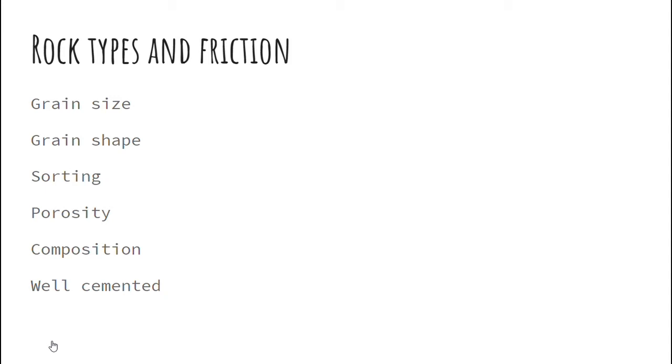Sharp grains will have higher friction than round ones. How the rock was weathered, i.e. by wind, rain, or glaciers, etc., will influence the grain shape.